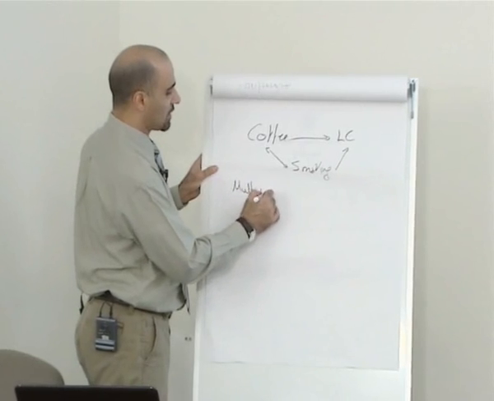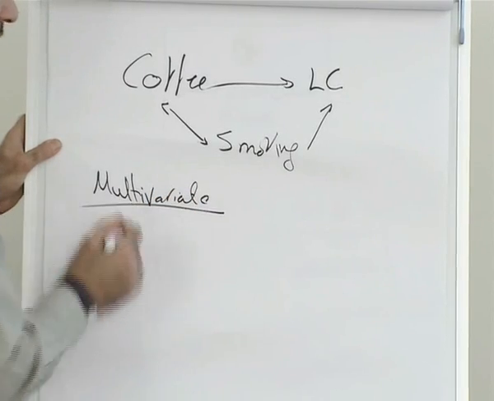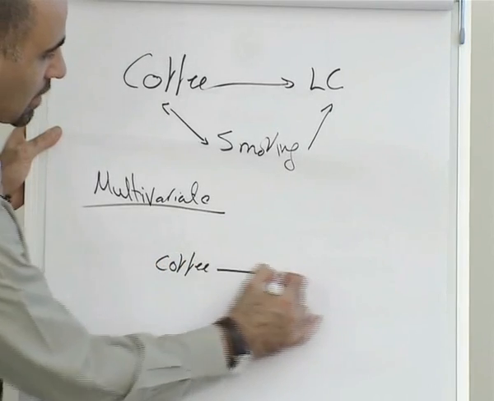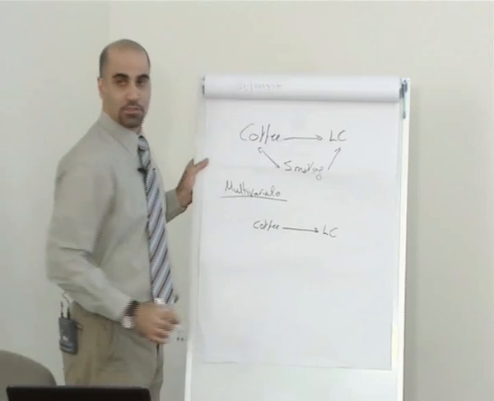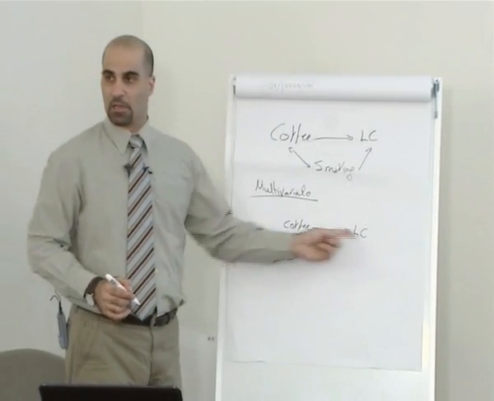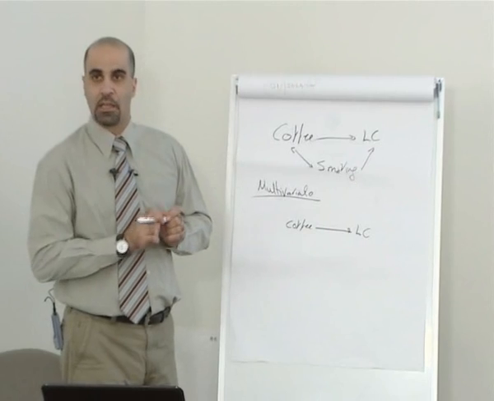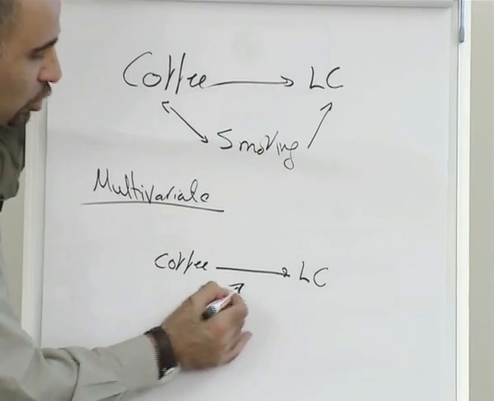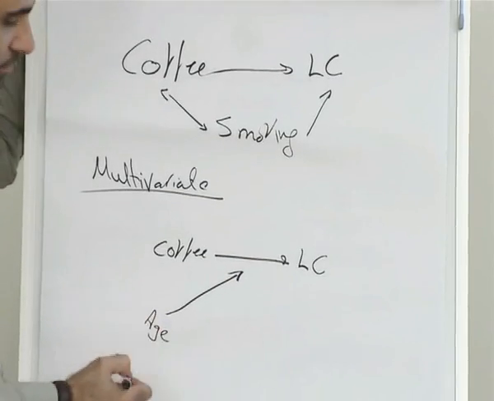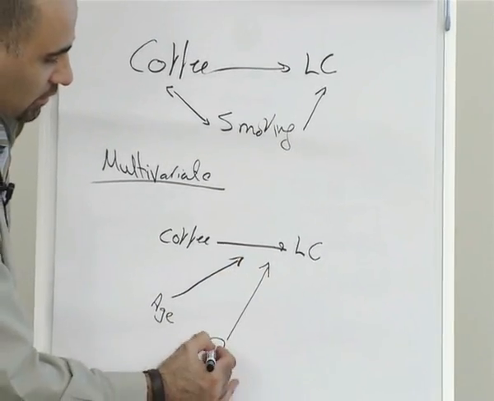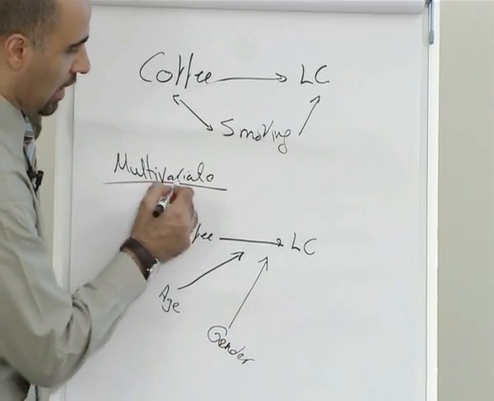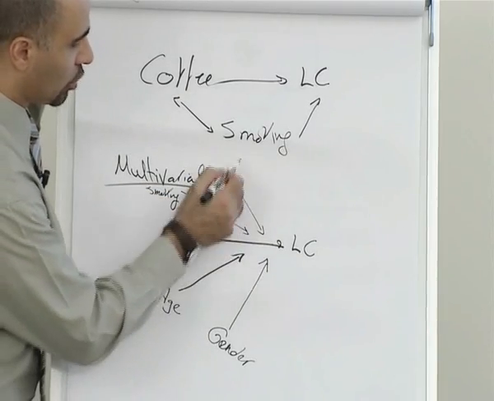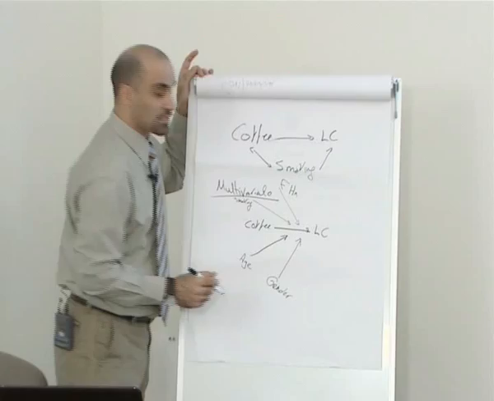What does multivariate analysis mean? Multivariate analysis is when I take coffee and its effect on lung cancer. This is bivariate. But when I talk about multivariate, there is a certain statistical technique where I tell the computer, I want to control for age, and I want to control for gender. I want to control for smoking. I want to control for family history of disease, and so on.